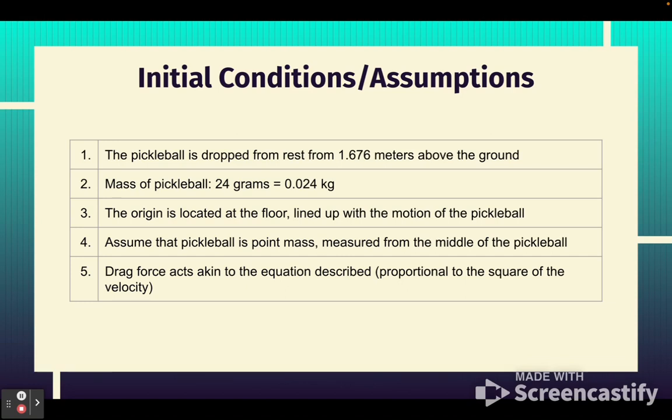Initial conditions. The pickleball is dropped from rest from 1.676 meters above the ground. The mass of the pickleball is 0.024 kilograms, and the origin is located at the floor, lined up with the motion of the pickleball. We will assume that the pickleball is a point mass measured from the middle of the pickleball, and drag force acts akin to the equation described, proportional to the square of the velocity.